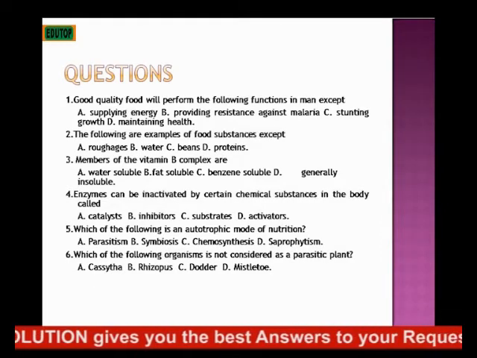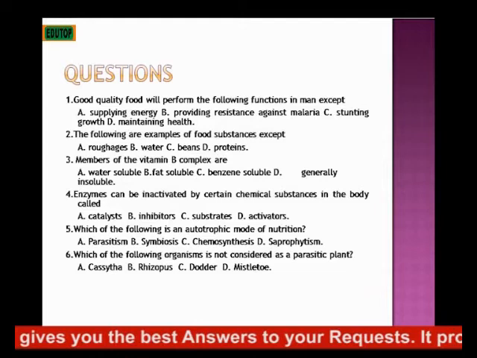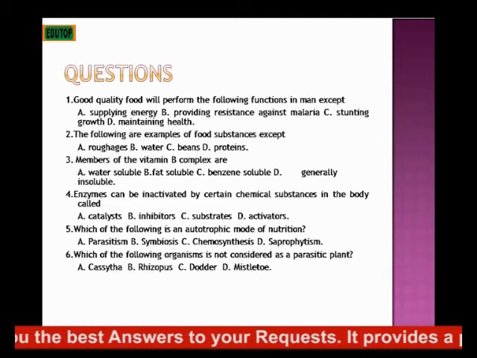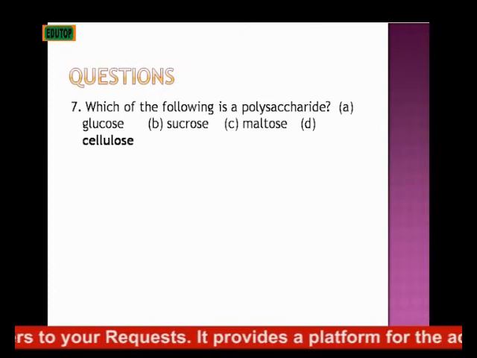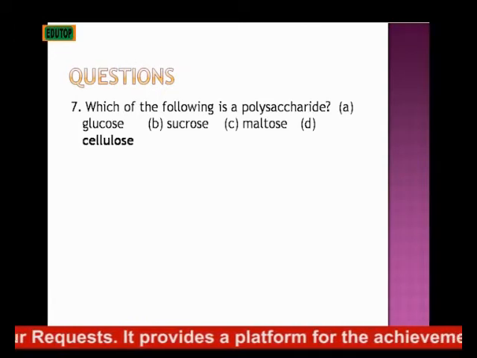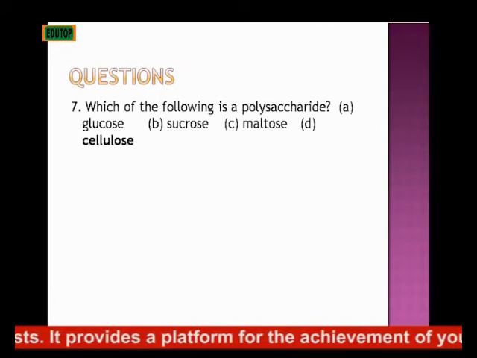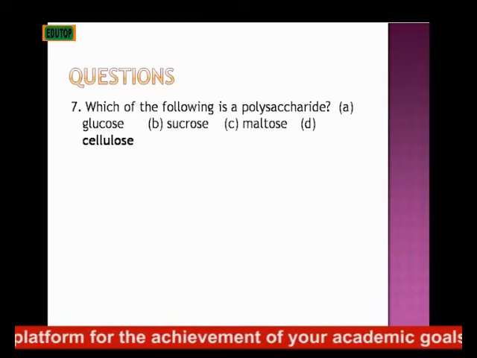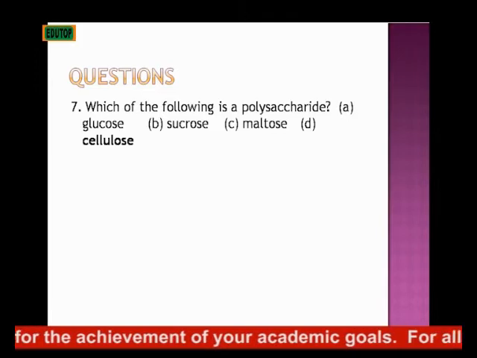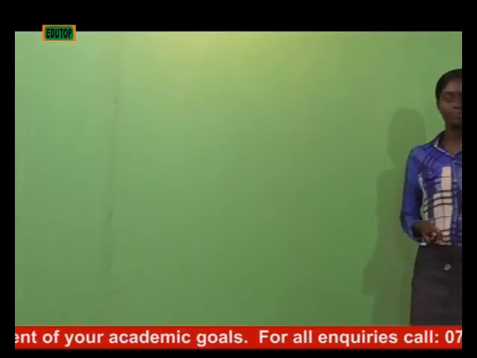Number 6. Which of the following organisms is not considered as a parasitic plant? A. Cassytha, B. Rhizopus, C. Dodder, and D. Mistletoe. Number 7. Which of the following is a polysaccharide? A. Glucose, B. Sucrose, C. Maltose, D. Cellulose. So now, the answers to the questions.